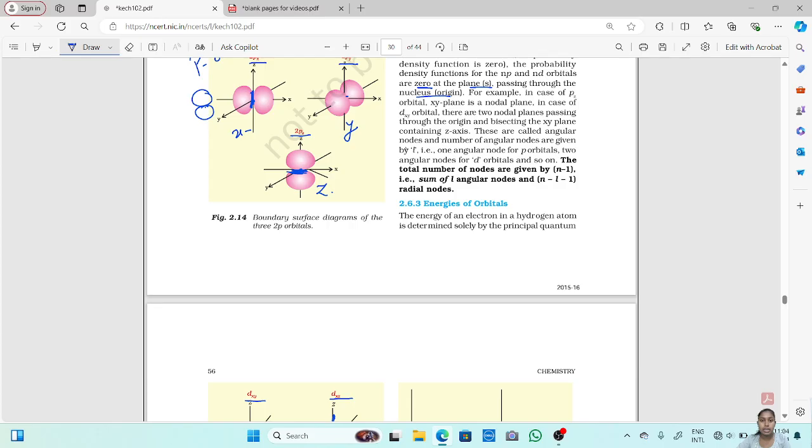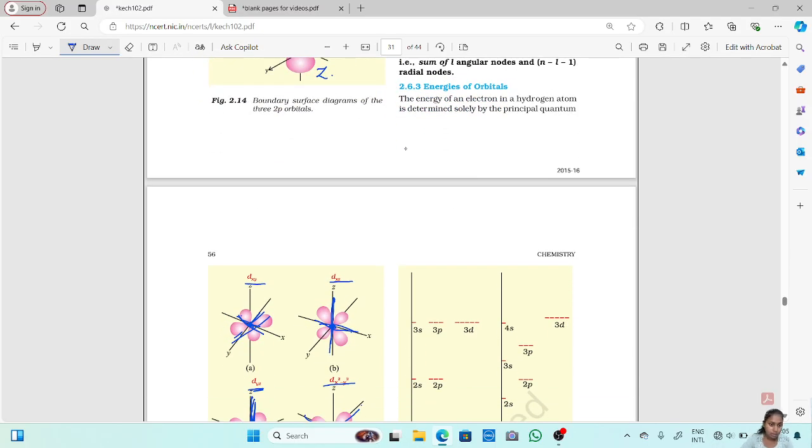In case of pz orbitals, the xy plane is a nodal plane, right? For pz, the lobes are present on z, where x and y are just passing through it. So that is the nodal plane. Now, in case of the dxy orbital, there are two nodal planes passing through the origin, bisecting the xy plane and containing the z axis, right? So there are two planes.